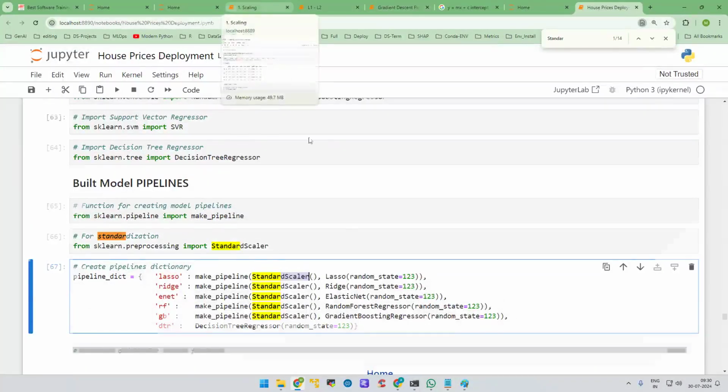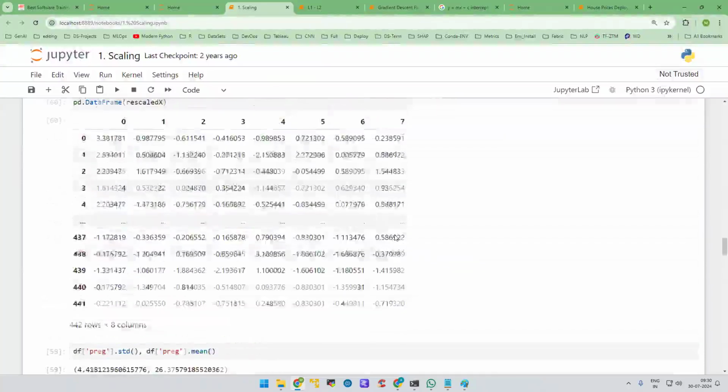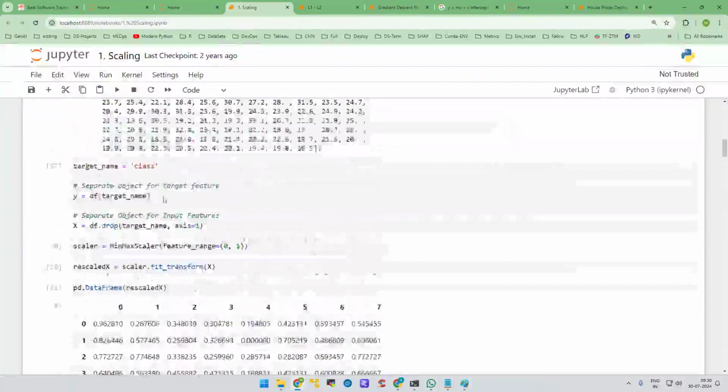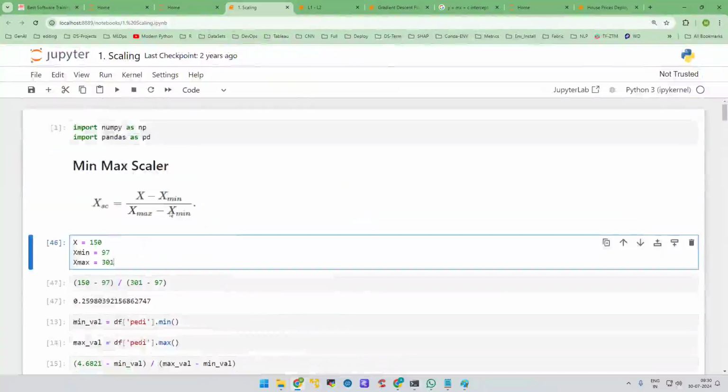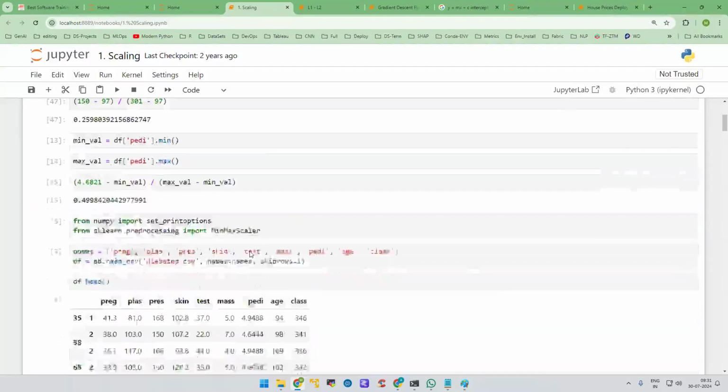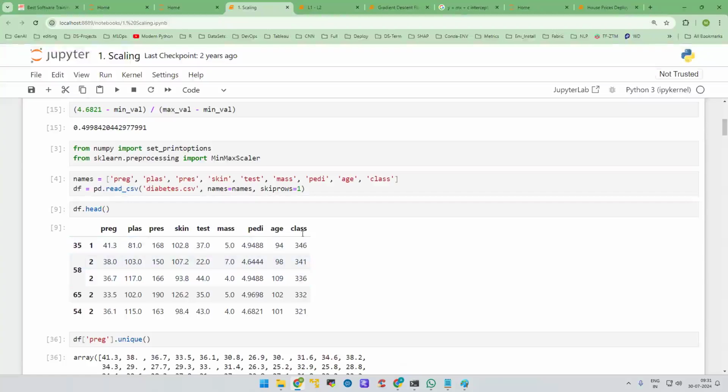So we will see in detail how this is going to work under the hood. Min-max scalar is x minus x min by x max minus x min. That is the formula. So in this, what we need to find out is the minimum value in that particular column and the maximum value in that particular column. Let's take that we have a bunch of these, and class is the target column. Let's consider the preg. What is the max value in this, and what is the minimum value in this?